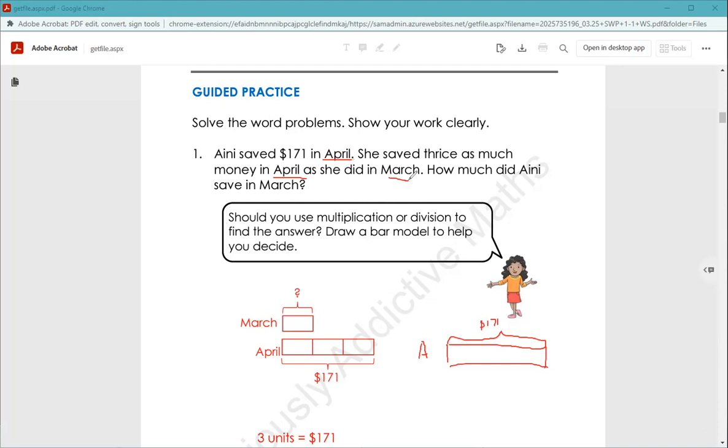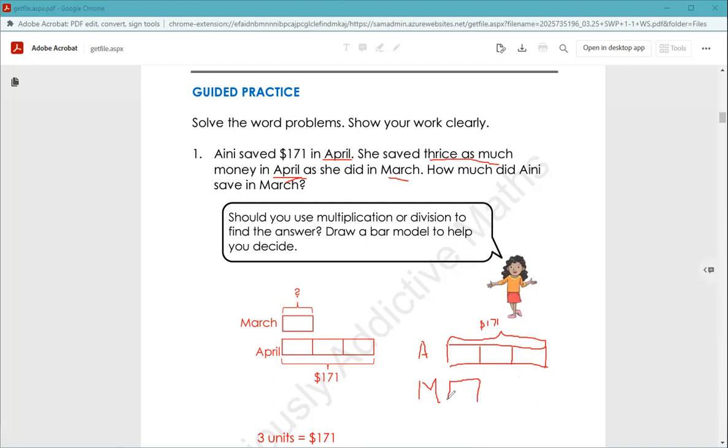And then the next sentence: she saved thrice as much money in April as she did in March. So the question is whether she saved more in April or in March. By reading this question, thrice as much in April, it means that April would be 3 times as much as March. So now they need to do this: 3 times is 3 units. And then March, that means that March is 1 unit.